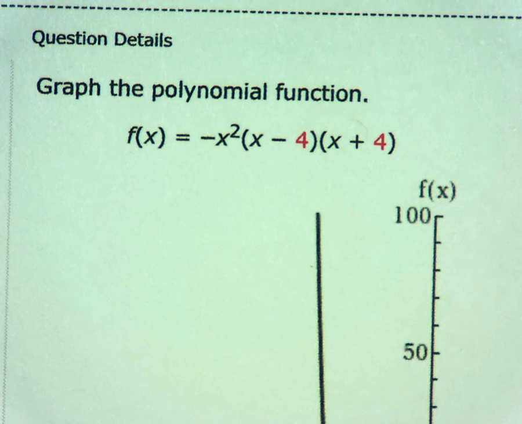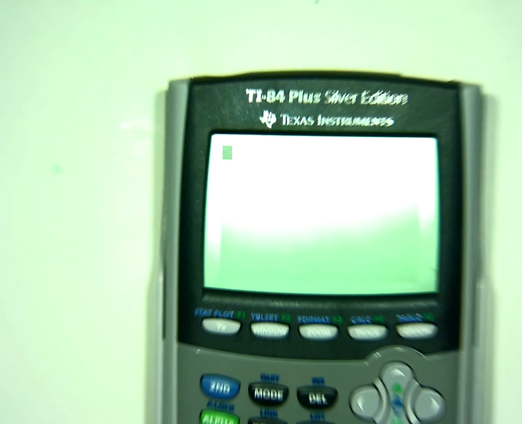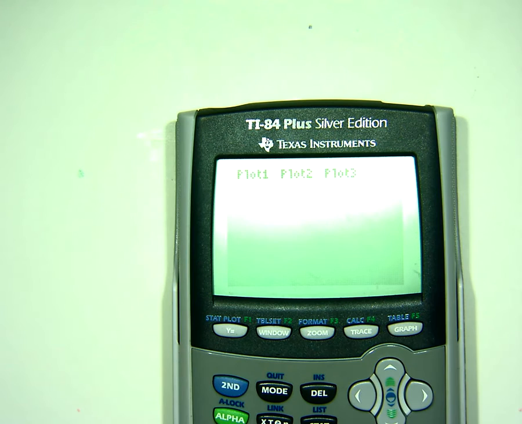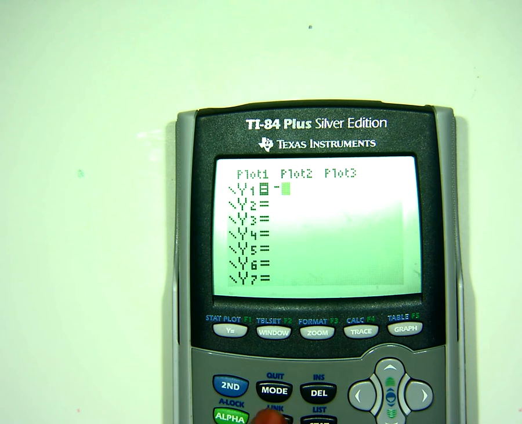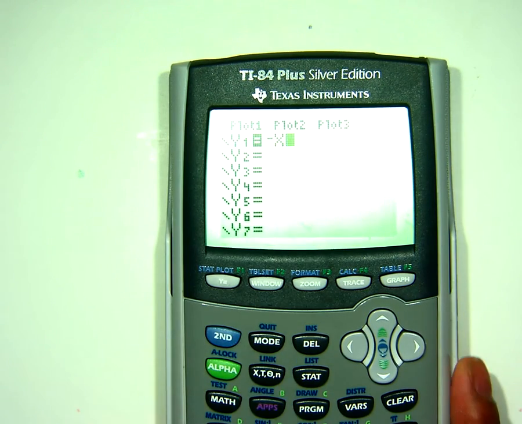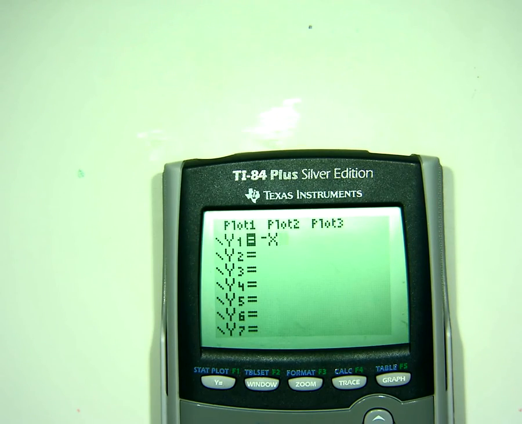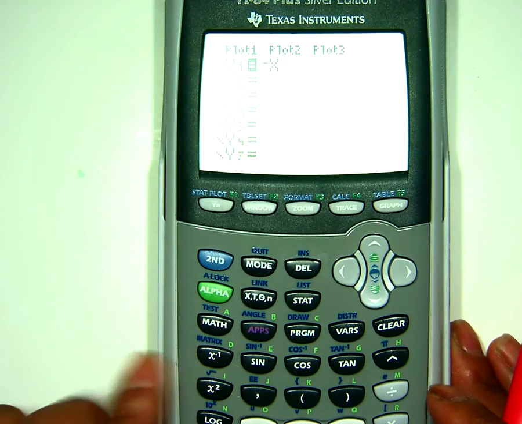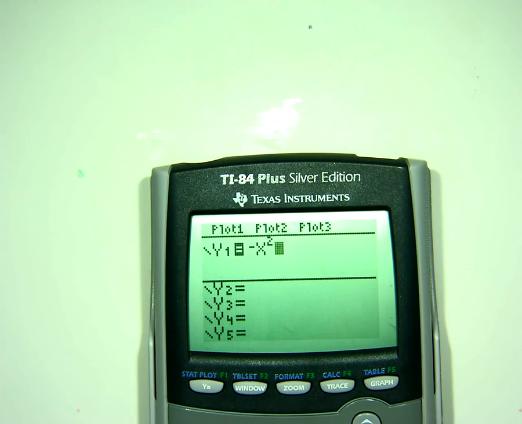So what we're going to do, hit clear in your calculator. You're going to hit the Y equal key. Clear that out. Now we're going to put the negative, not minus, negative x. Again, hopefully y'all can see my finger. Here goes x. And then we're going to square it, which is right here. And type the rest as you see.